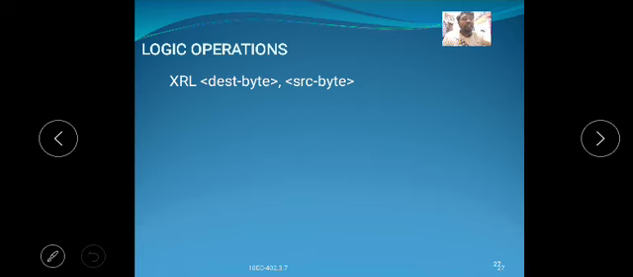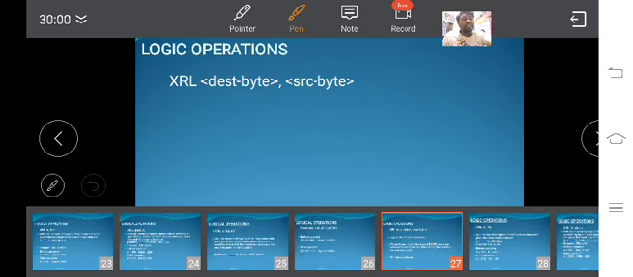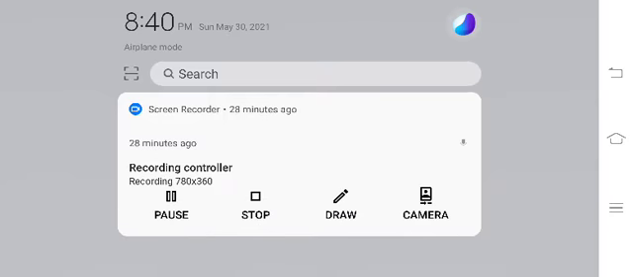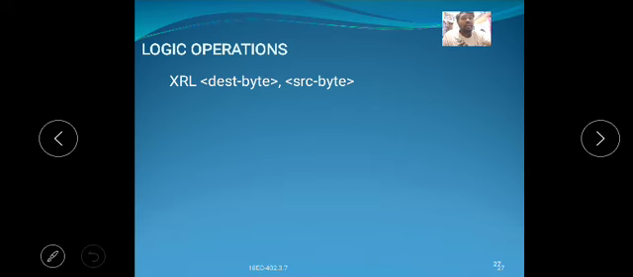These are the AND operations. After that, XOR logic. XRL destination byte comma source byte, same as the AND and OR logics. Here is some discussion on XOR logic, the destination byte and source byte.